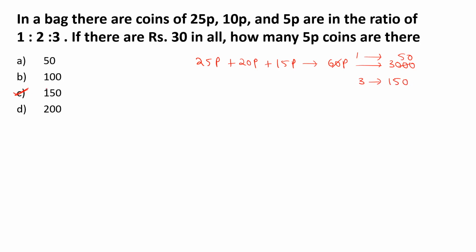150 coins are there. This is the very simplest way to solve this type of question. We don't need to write these paisas also. When we are familiar with the questions, we can solve very easily by assuming 25 paisa, 10 paisa, 20 paisa, and 5 threes are 15 paisa, total of 60 paisa. 60 becomes 3000. That means the value of 1 unit would be 50, and the value of 3 units, which we require, would be 150.